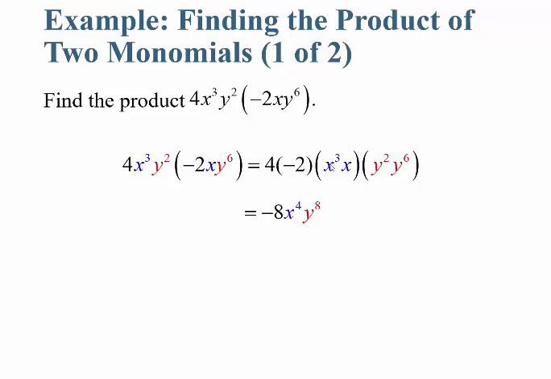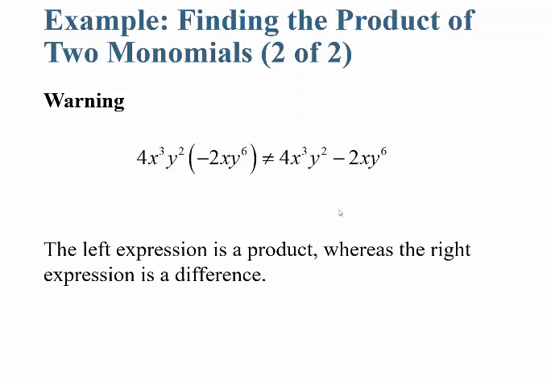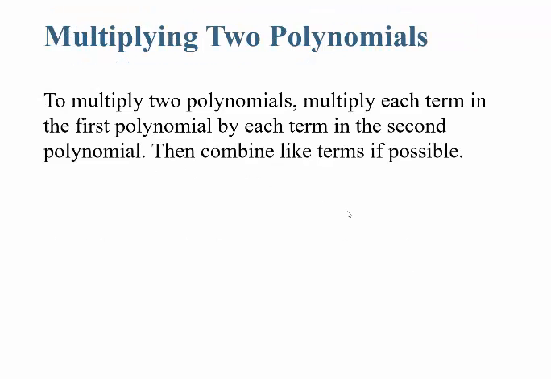Recall your rules of exponents. x to the third times x gets me x to the fourth. And y squared times y to the 6th, 2 plus 6 gets me y to the 8th. All right, just as a warning, remember that when you see a parentheses like this, it's a product. So this does not mean take this and subtract this. Whenever you see the parentheses here, it's to multiply.